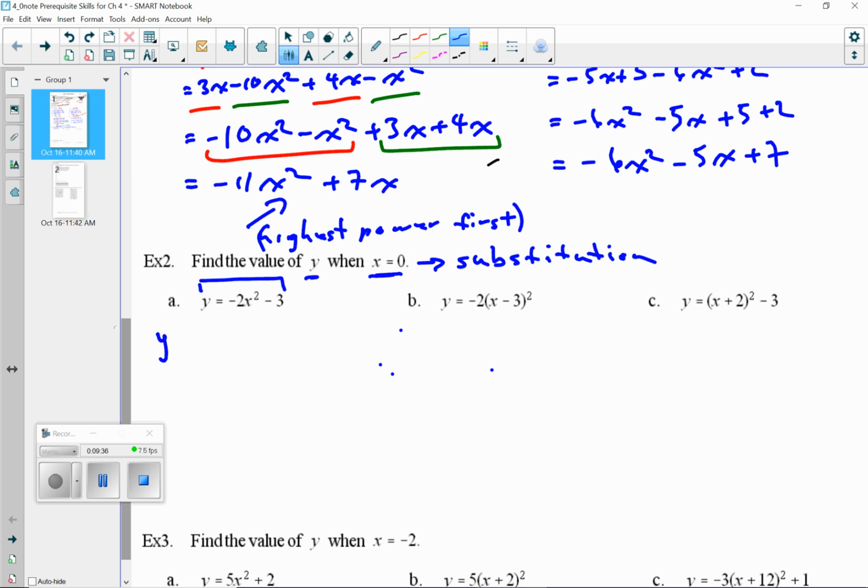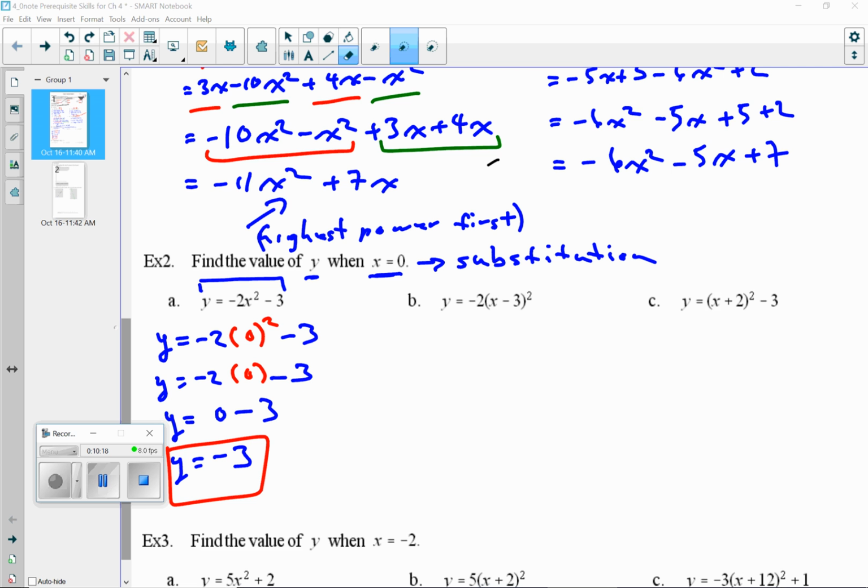So we're going to get y is equal to negative 2 bracket 0 squared minus 3. So 0 squared is 0. So our new equation becomes negative 2 times 0 minus 3. So y is equal to negative 2 times 0 minus 3. So we end up with y is equal to 0 minus 3, which is y is equal to negative 3. And that is our final answer.